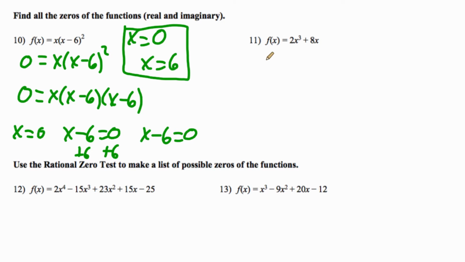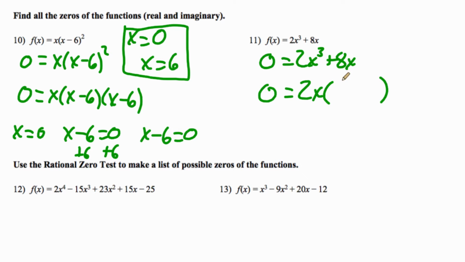If we look at number 11, again, I would set it equal to 0. So 0 equals 2x cubed plus 8x. This one we can do some GCF factoring on. We can pull a 2x out of each one of those terms. Then left over inside of the parentheses, we've got x squared plus 4.